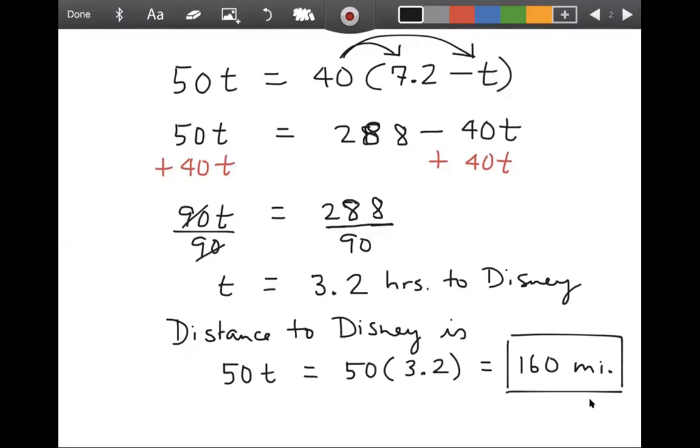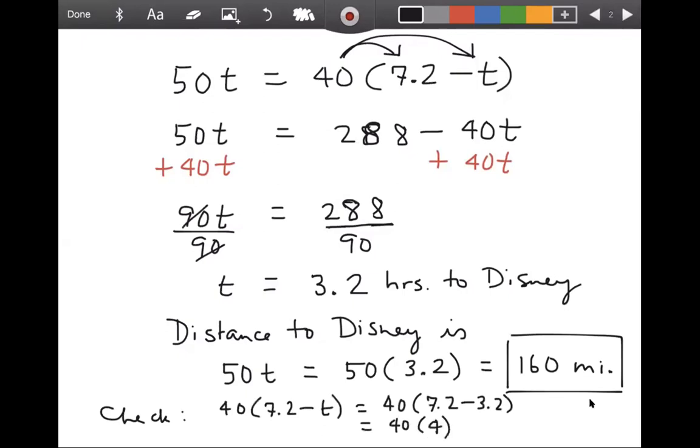Okay. As a check, you know what? I'm just going to go ahead and do this. Let's check to make sure that when we plug that value of t, 3.2, into this other expression for the distance, it should come out to be the same. And I can already see it does. 40 times 7.2 minus 3.2 is 40 times 4, which is also 160. Woohoo!